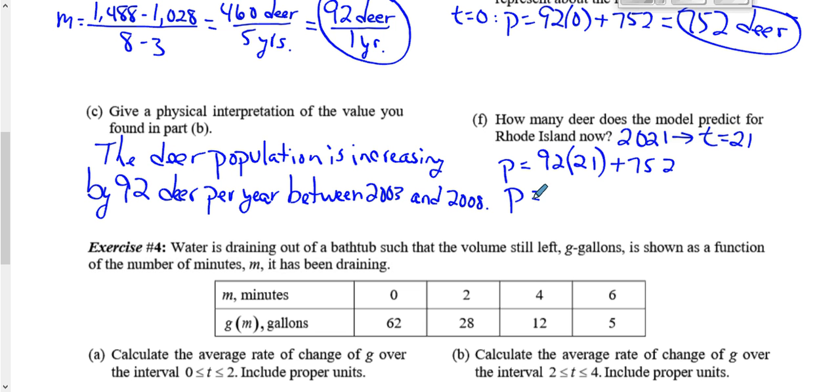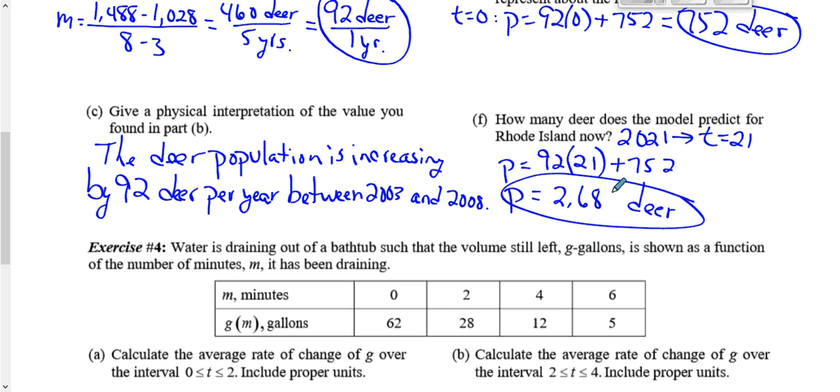Why don't you guys make sure you get that? Go ahead. All right, does anybody have any questions so far? Yeah, 84. Oh, my 4 looks like a 9, I guess.